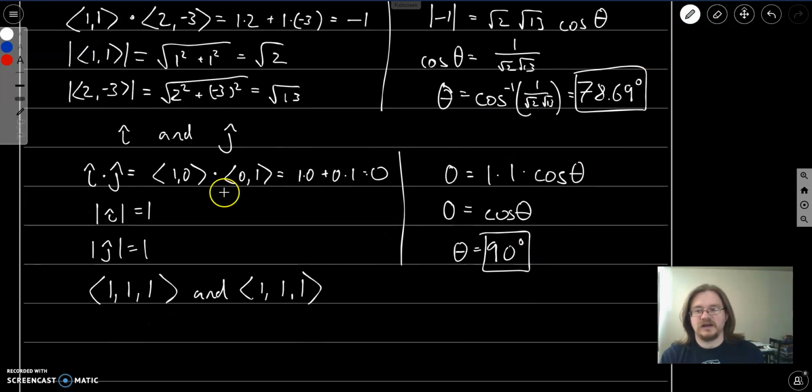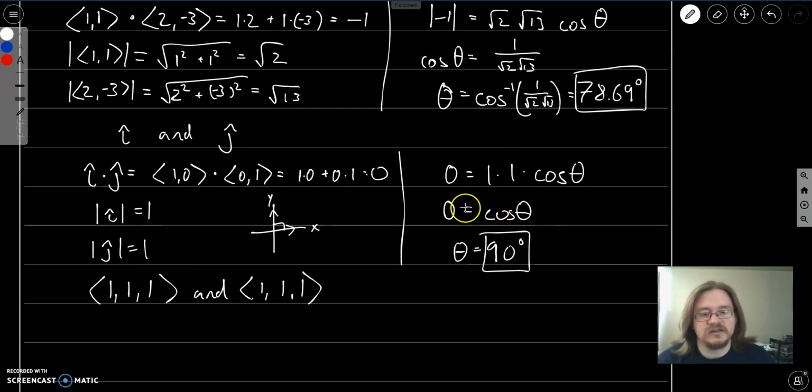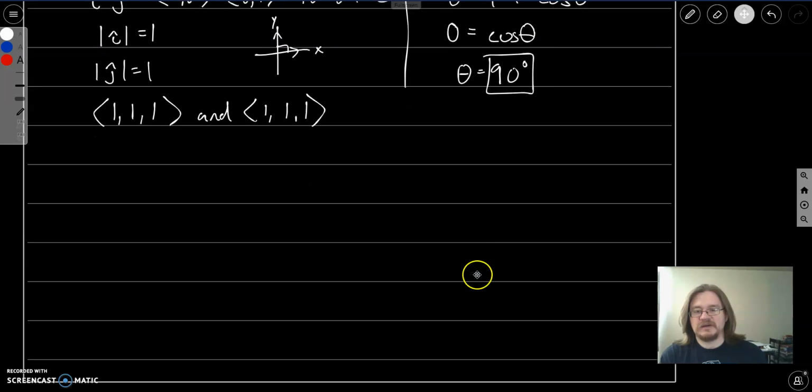In this case, we had i and j, but we know that if I draw a picture, i is pointing straight to the right because it's pointing in the x direction. j is pointing straight up in the y direction, so the angle between them should be 90 degrees. And we found that that was the case. Their dot product is 0, both of their lengths are 1, and between 0 and 180 degrees, the only angle where the cosine is 0 is 90 degrees.